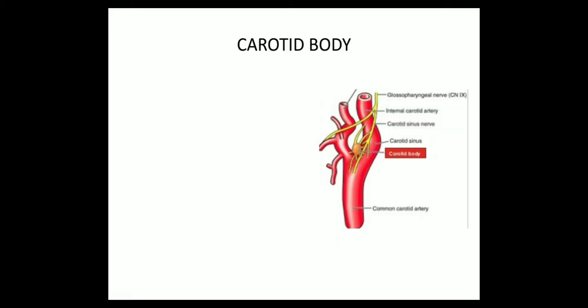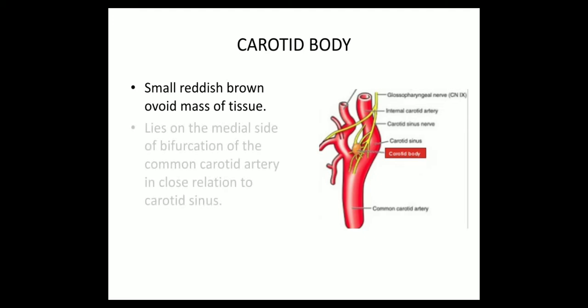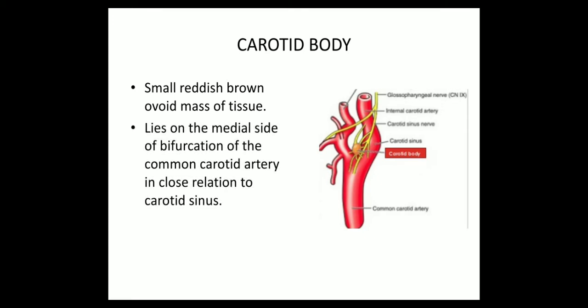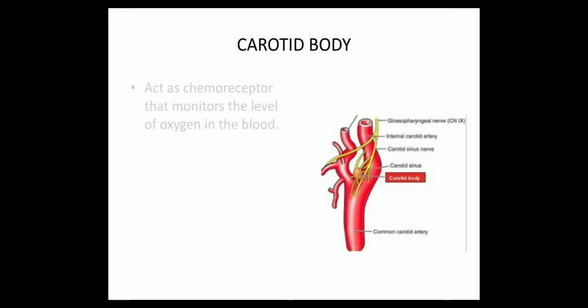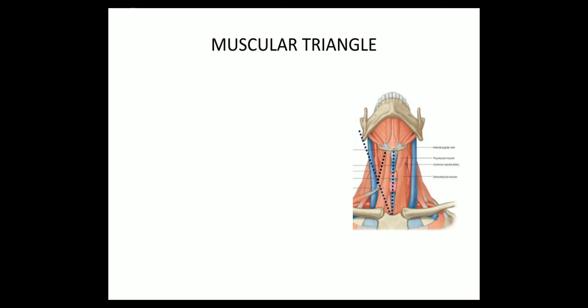So now, carotid body. It is a small reddish brown ovoid mass of tissue. It lies on the medial side of the bifurcation of the common carotid artery in close relation to the carotid sinus. It is supplied by the 9th and 10th cranial nerves. It acts as a chemoreceptor, whereas the carotid sinus acts as the baroreceptor. So it monitors the level of oxygen in the blood.